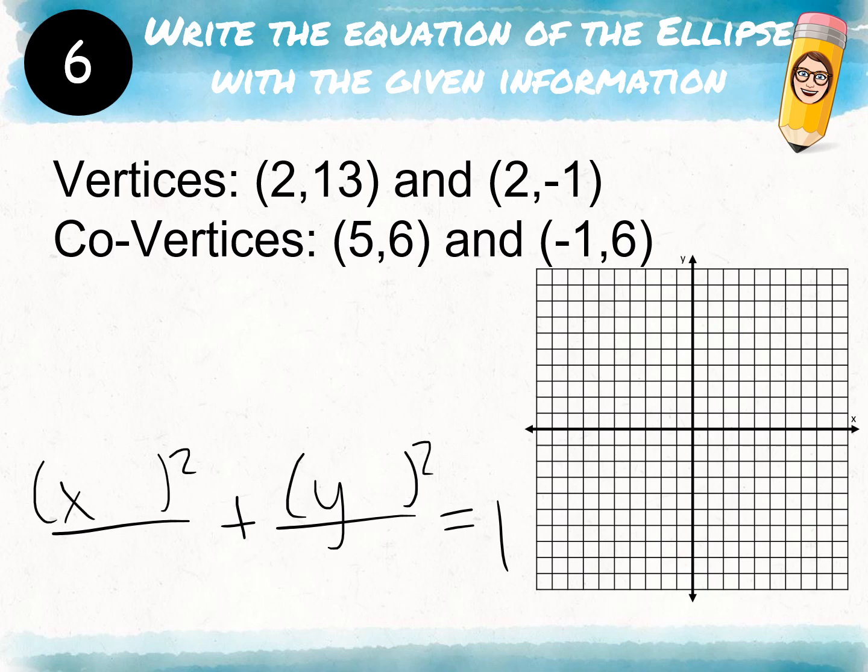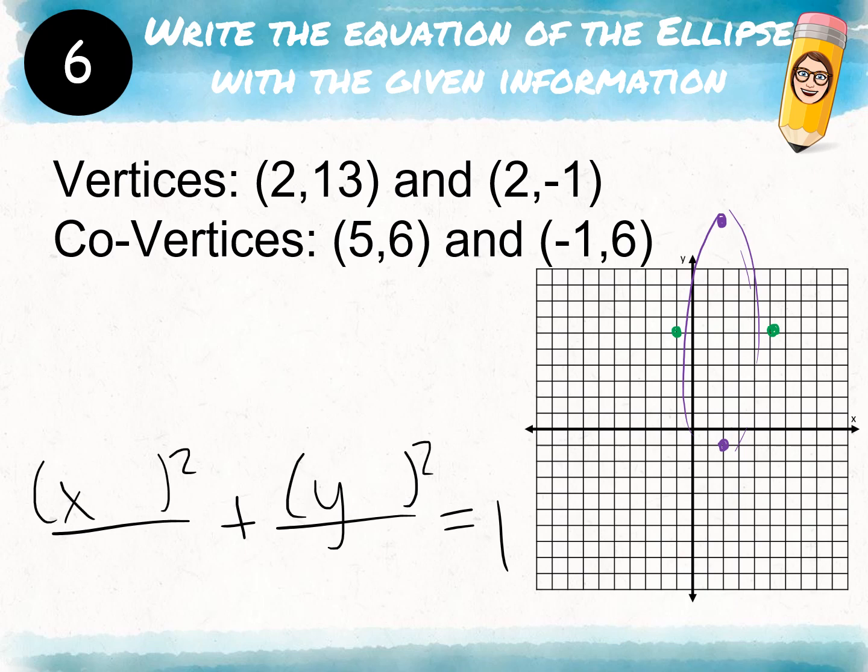Now, my vertices are located at 2, 13 and 2, -1. Okay, so if those are my vertices, that automatically means I have a vertical orientated ellipse, right? My co-vertices are at 5, 6 and -1, 6. So because now I created the same picture as the previous slide, I'm going to approach it the same way. So see how I made the graph very easily?